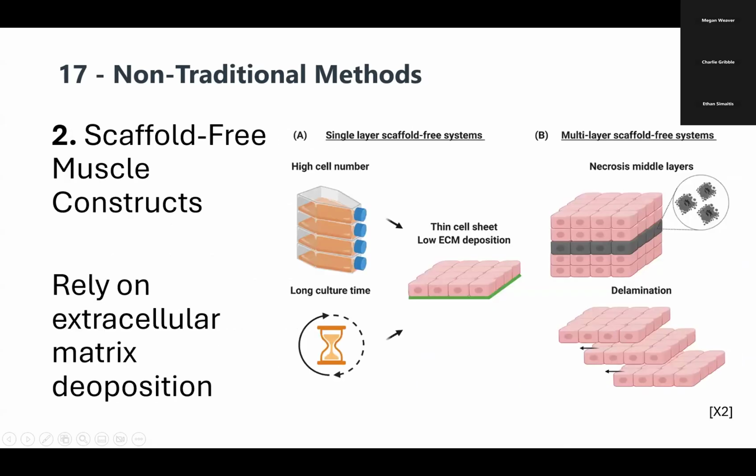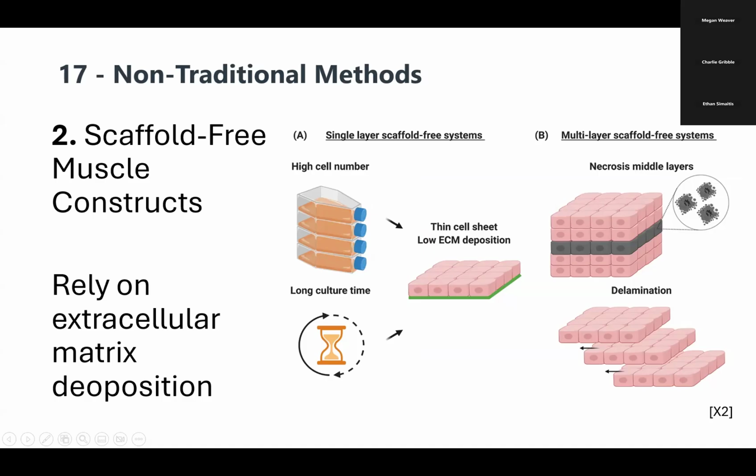Moving on to another non-traditional strategy: scaffold-free muscle constructs. In these approaches, muscle progenitor cells are cultured in such a way that they form spheroids or aligned bundles without the use of any synthetic biomaterial. These constructs often rely on extracellular matrix deposition from the cells themselves to stabilize the structure.